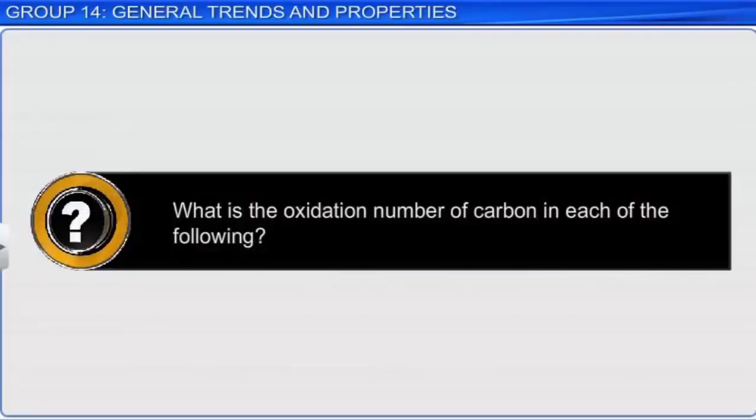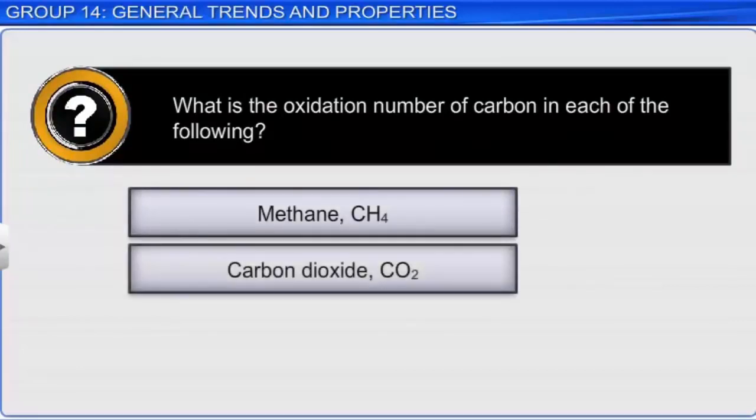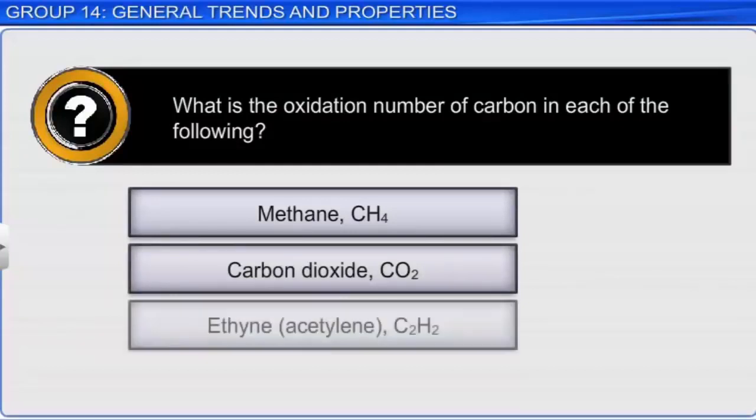Try to answer these independently before checking the answers. What is the oxidation number of carbon in each of the following? Methane, CH4. Carbon dioxide, CO2. Ethine or acetylene, C2H2.